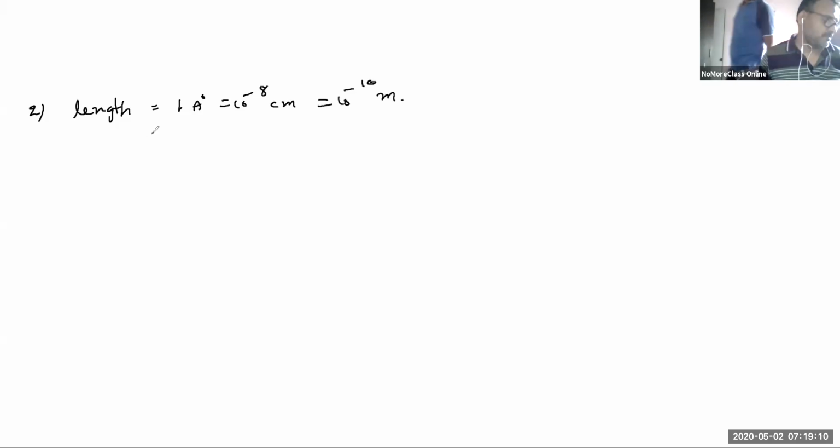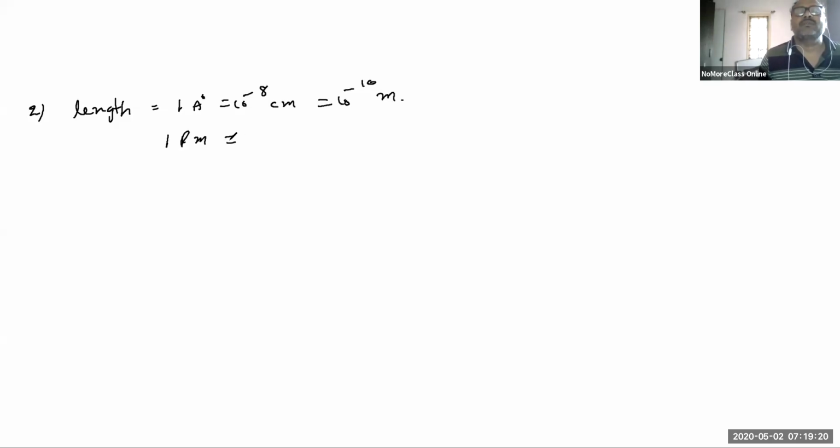So length. Length is measured in angstroms also. 1 angstrom is equal to 10 power minus 8 centimeter, or 10 power minus 10 meters. It is measured in picometers. So length is measured in angstrom units or picometer or nanometer, like this.